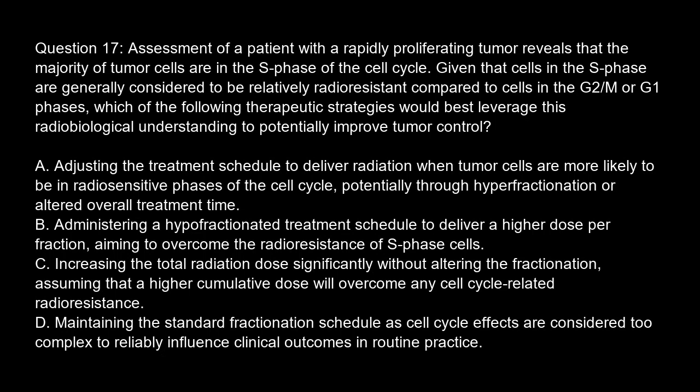Question 17. Assessment of a patient with a rapidly proliferating tumor reveals that the majority of tumor cells are in the S phase of the cell cycle. Given that cells in the S phase are generally considered to be relatively radioresistant compared to cells in the G2/M or G1 phases, which of the following therapeutic strategies would best leverage this radiobiological understanding to potentially improve tumor control?